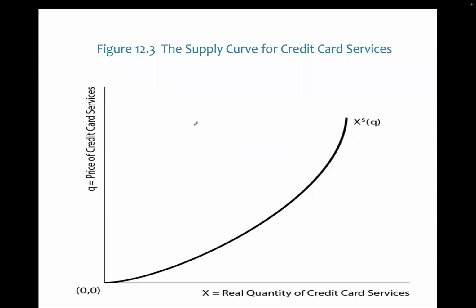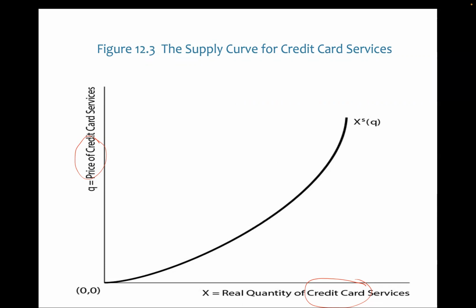And this is going to be denoted by this diagram. On the horizontal axis is the quantity of credit card service, and on the vertical axis is the price for credit card service. It becomes more and more costly to provide the credit card service.